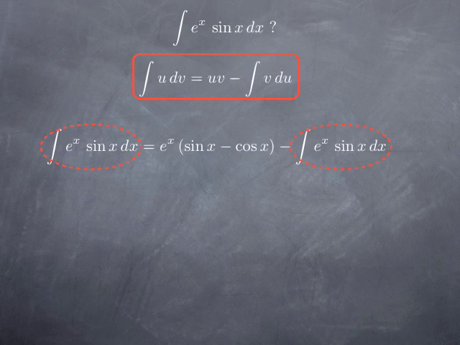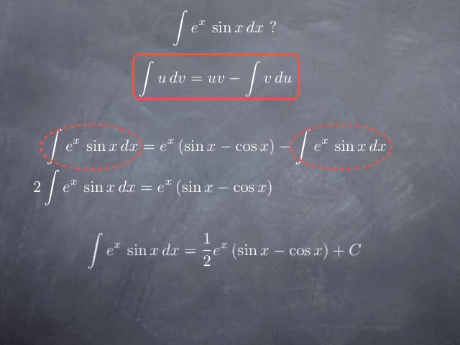Namely, here I could, for instance, add the integral of e to the x sine x dx on both sides, and then what I obtain is 2 times the integral of e to the x sine x is equal to the explicit function e to the x multiplied by sine x minus cosine x. Dividing both sides by 2, I obtain the integral I was looking for. Of course, this is up to a constant, because here we are just writing an antiderivative of the function e to the x sine x.